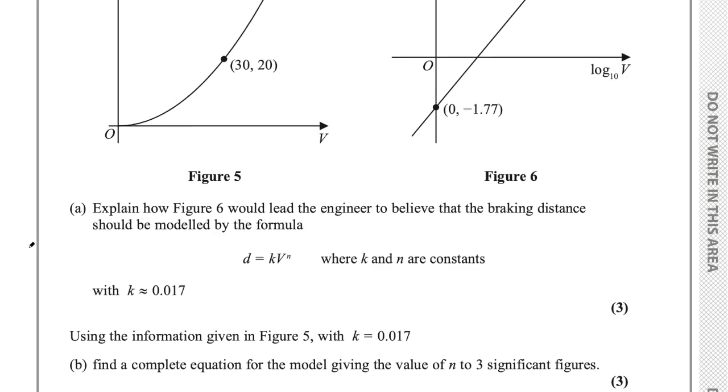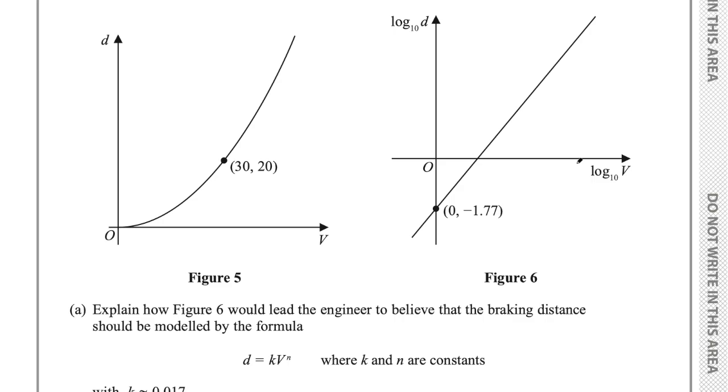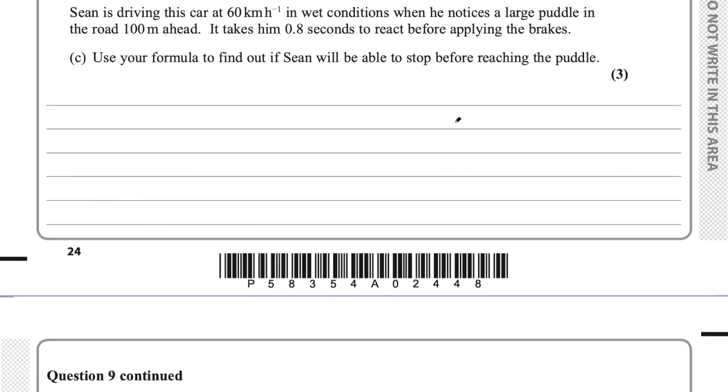Part A says, explain how figure 6 would lead the engineer to believe that the braking system should be modeled by the formula d equals k v to the power n, where k and n are constants, with k approximately equal to 0.017. For part A, we're using the second graph, or figure 6, and the first thing you'll notice is this is a straight line. So we're modeling log d against log v, so we could write this in terms of a straight line equation for part A.